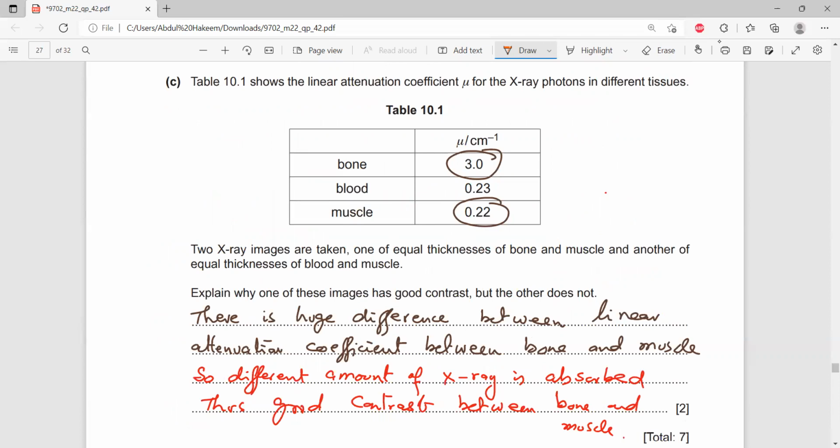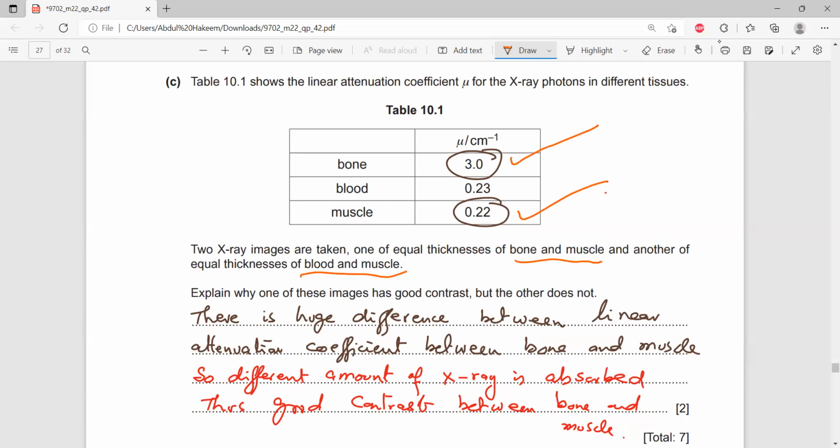Table 10.1 shows the linear attenuation coefficient μ for the X-ray photon in different tissues: bone, blood, and muscle. Two X-ray images are taken, one of equal thicknesses of bone and muscle, another of equal thicknesses of blood and muscle. So bone and muscle, and blood and muscle. Explain why one of these images has good contrast but the other does not. Look, there is a huge difference between the linear attenuation coefficients of bone and muscle: 3 and 0.22, a huge difference.